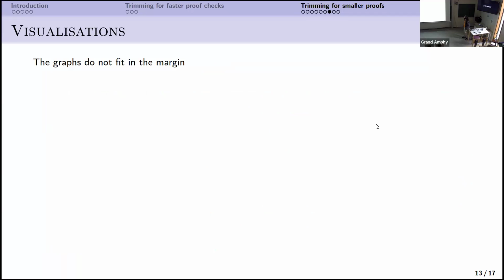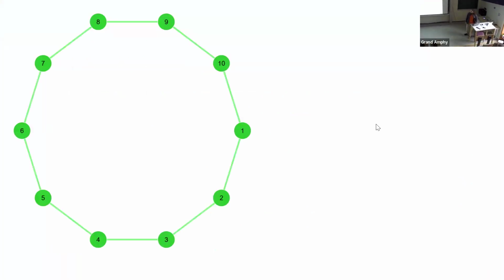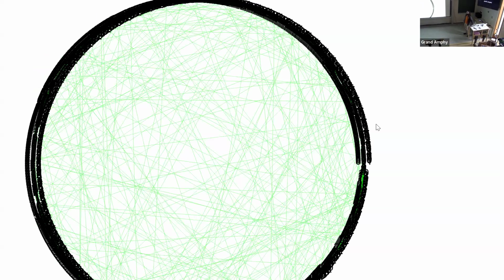So I'm also working on some visualizations. They do not fit in the margin. The problem here is the subgraph isomorphism problem that Karen told you about. This is the pattern graph, and you have to figure out if this pattern graph can fit in this target graph. So yes or no?